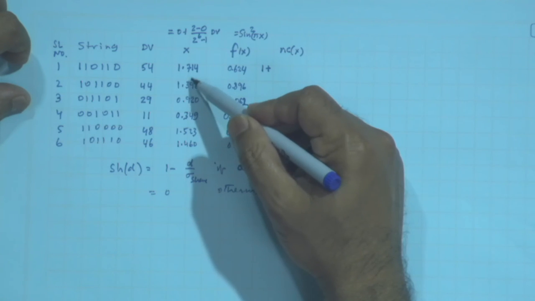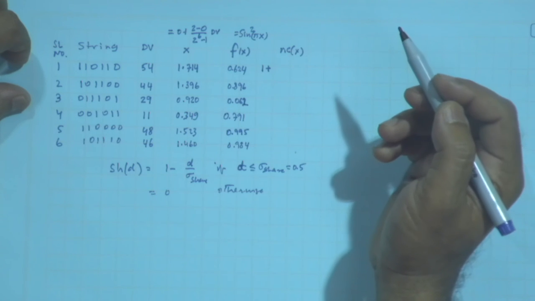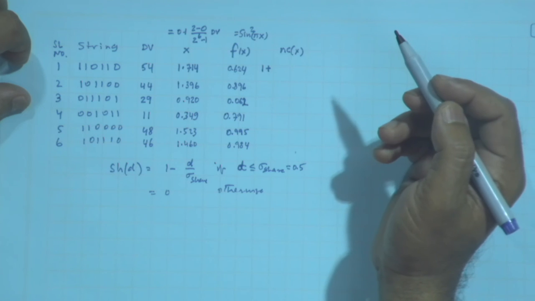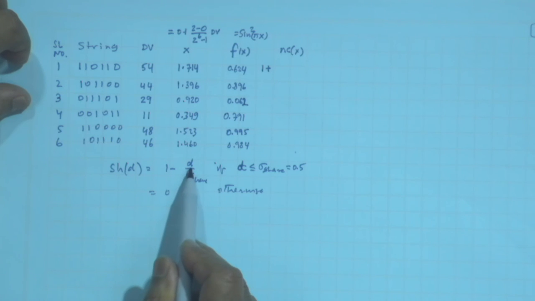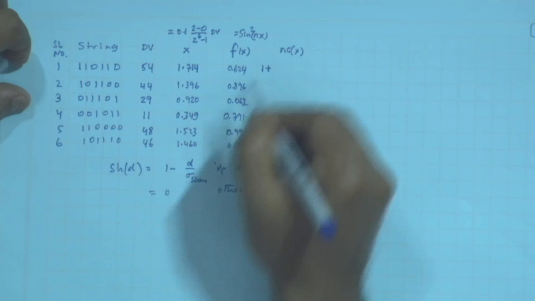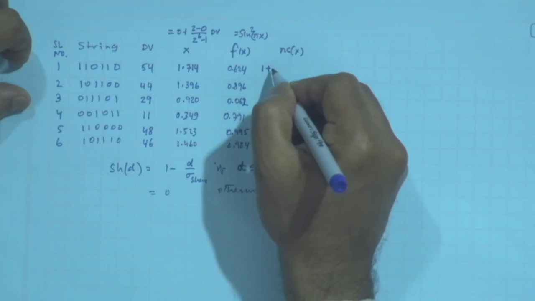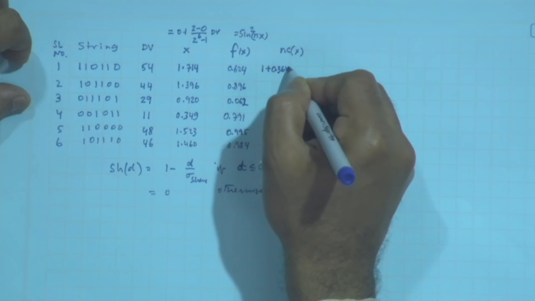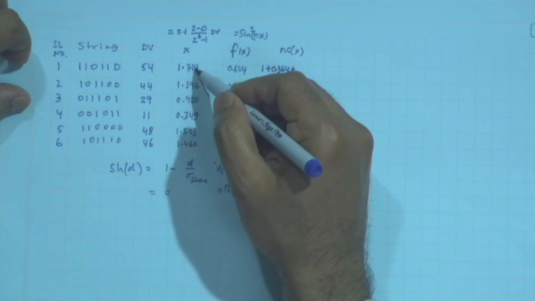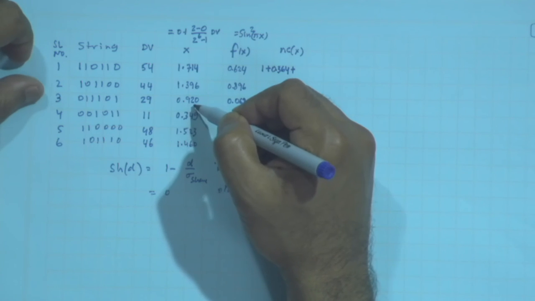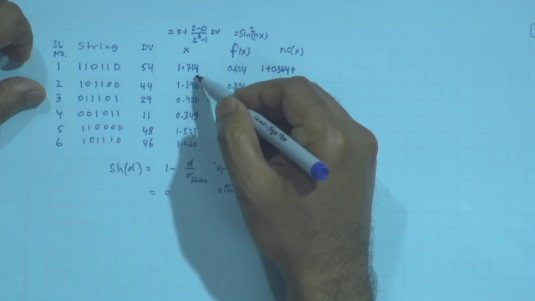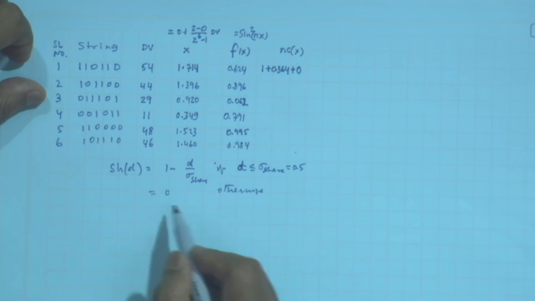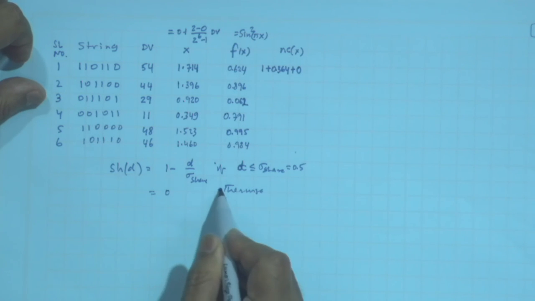So this looks to me less than 0.5, so what's the difference? 0.318. Plug it in here. d is 0.318, sigma share is 0.5. So 0.318 divided by 0.5, 1 minus that is 0.364. Okay, 0.364 plus. Now x1, the first one with the third one, the difference I see is more than 0.5, so it will be 0.